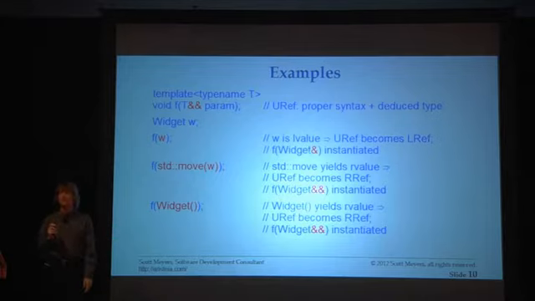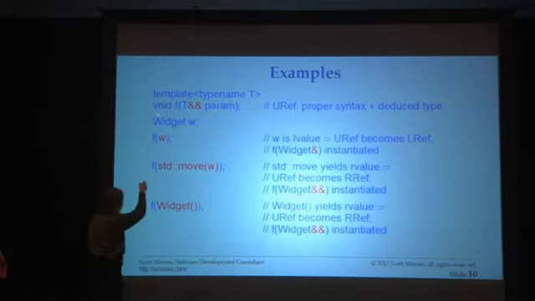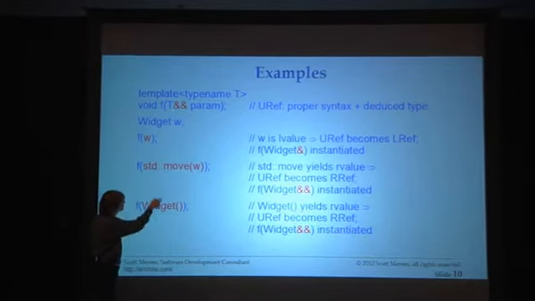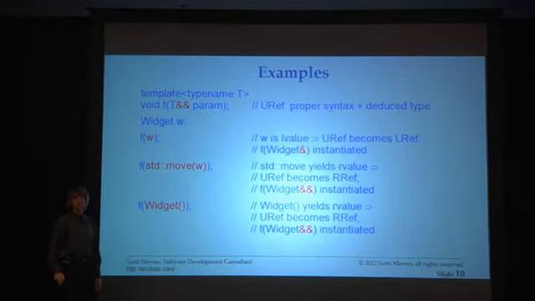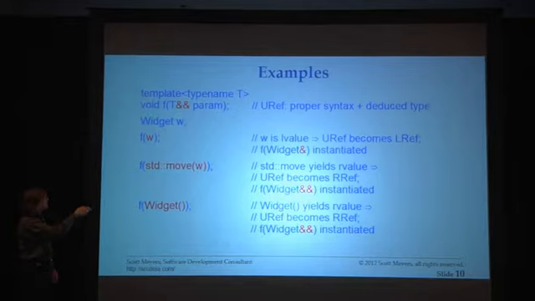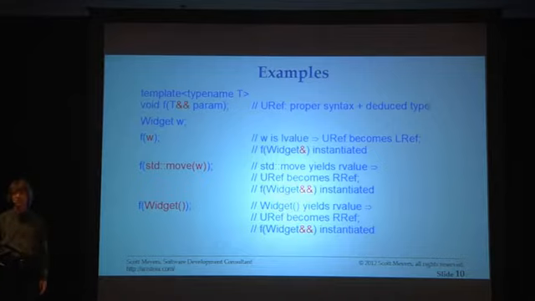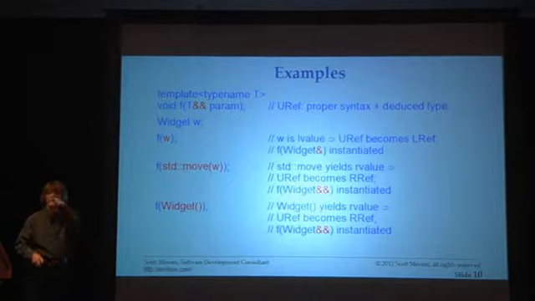This is the kind of thing that confuses people almost always when they're first starting out. Notice that the template has 2 ampersands, but the function generated from it has 1 ampersand. Somebody reading this as a function which takes an R-value reference would be very surprised to find out that it only takes an L-value reference. In particular, you cannot bind an R-value to this function. Yes?